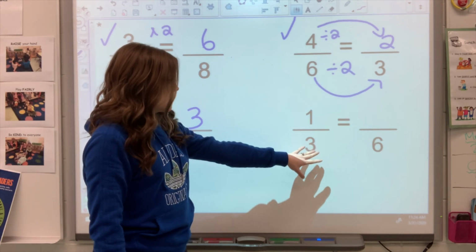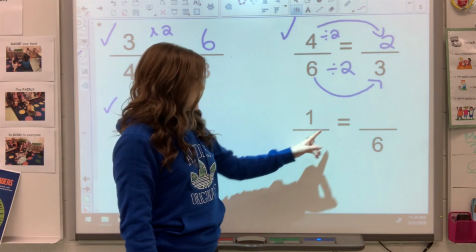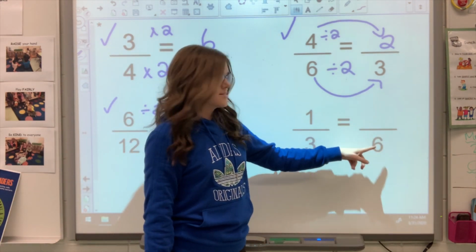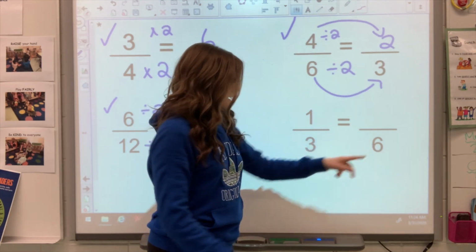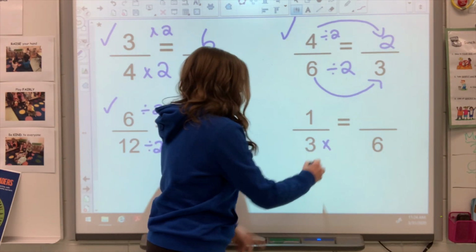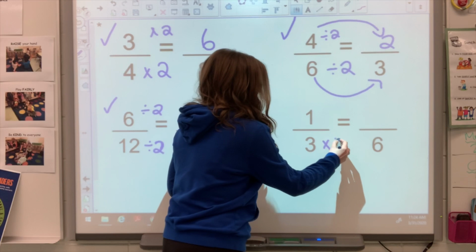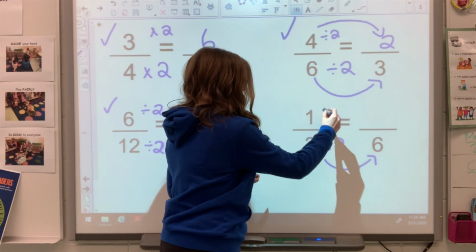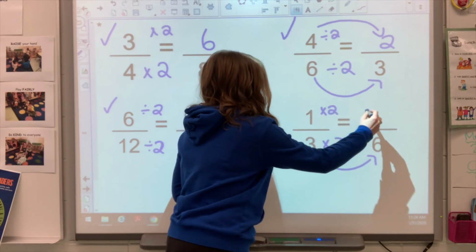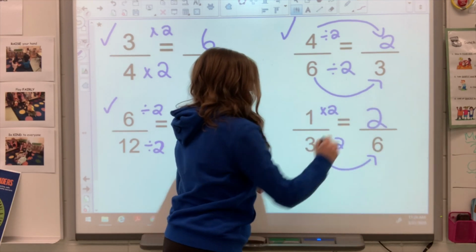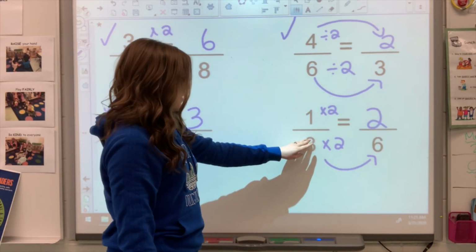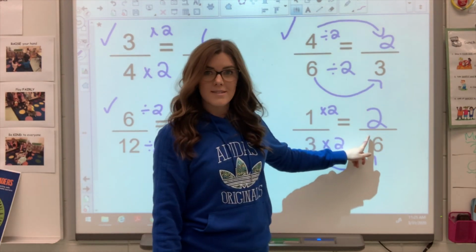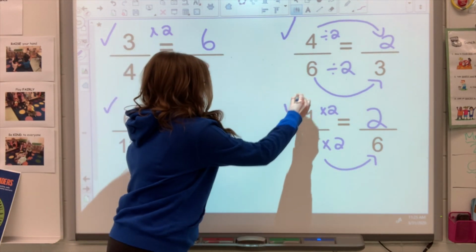And the last one we're going to be doing is 1/3 is equal to what over 6? We're going from 3 to 6, so that means we're multiplying. And I know that 3 times 2 equals 6, and then I have to multiply the top by 2 as well. And 1 times 2 is 2. So 1/3 is equal to 2/6. Give yourself a check mark.